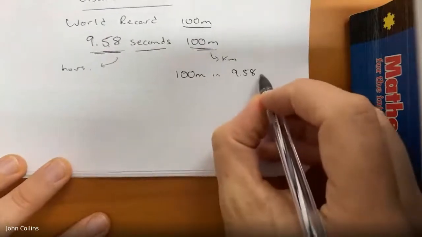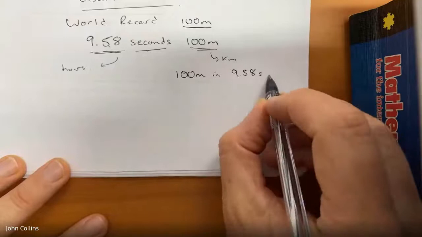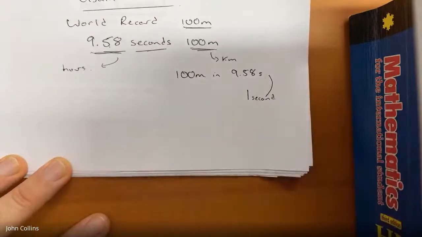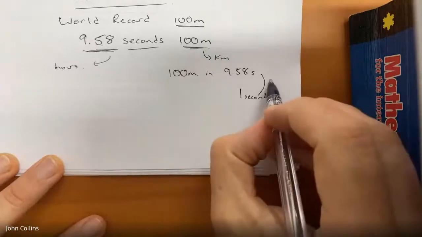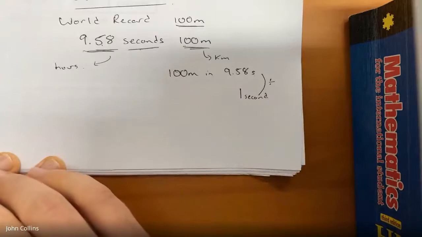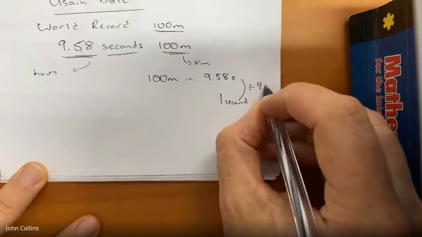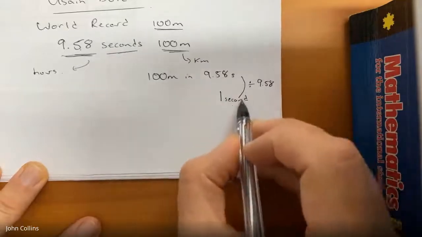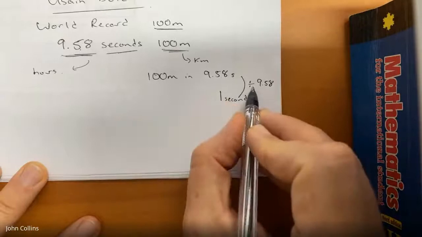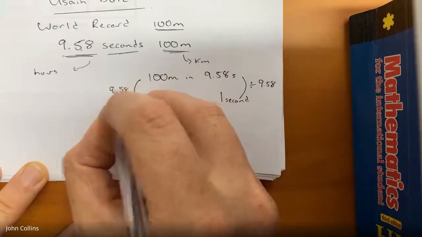So this is 100 meters in 9.58 seconds. If I want to get this down to 1 second, what am I dividing by? 9.58. Exactly. If I want to get it 9.58 times smaller, I divide by 9.58. Now, if I do it to that side of the rate, I must do it to this side. So I divide by 9.58.